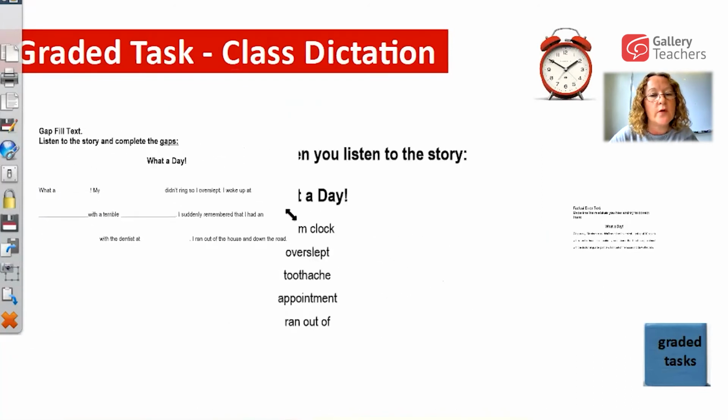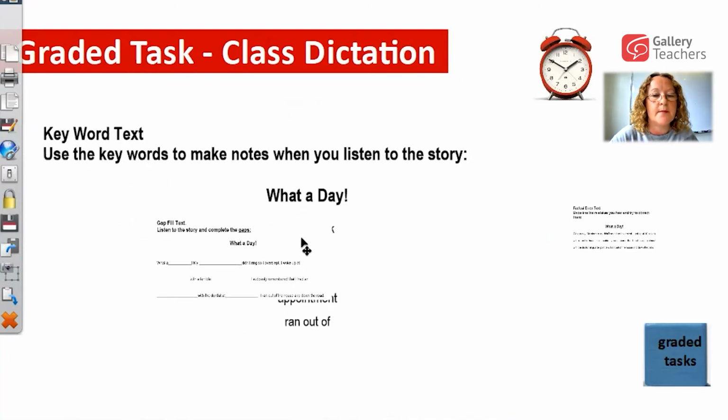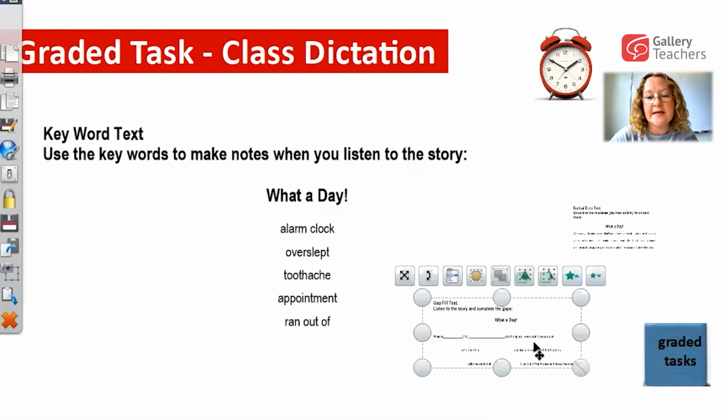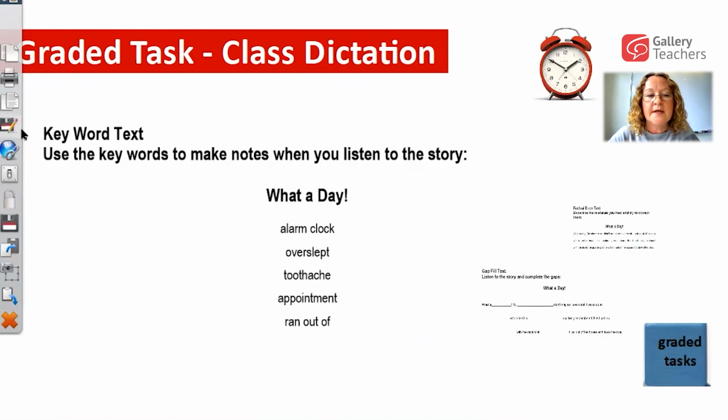Okay, so hopefully you've got those words on a piece of paper. Now, the third version of this dictation is this. So in this case, the students receive a handout which says, keyword text, use the keywords to make notes. So now you've got the keywords. More of a challenge. I'd like you to make some notes next to those keywords. So I'll read it for the third and final time.